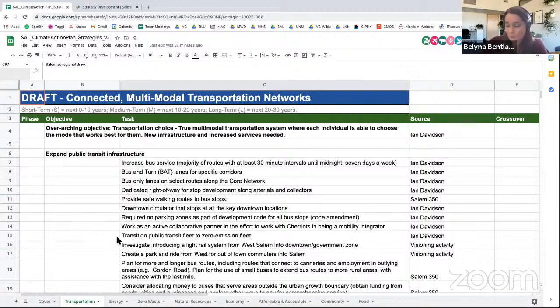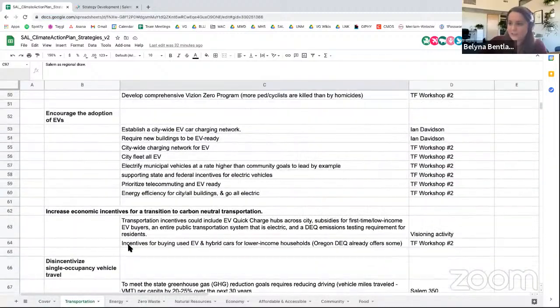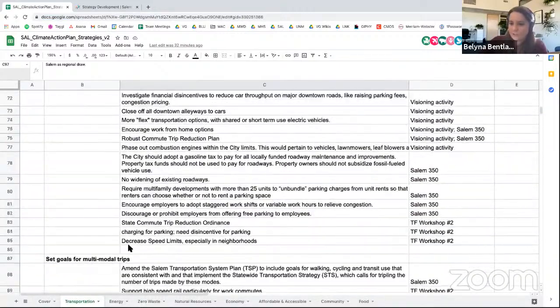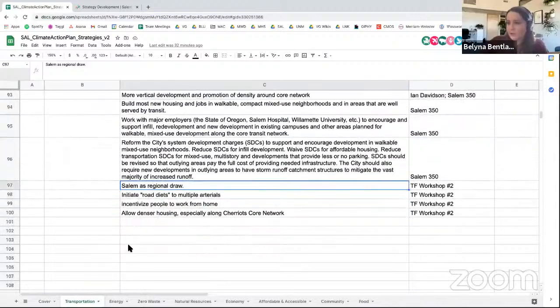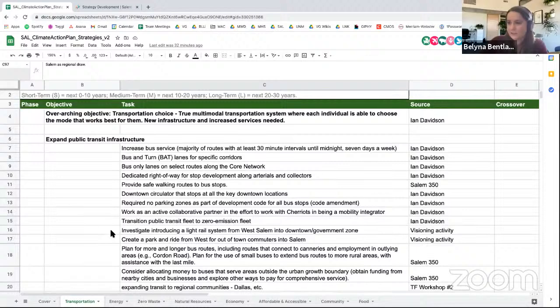We'll go through these categories, but I just want to do a quick scroll down to show how many strategies we've come up with for transportation already. So big shout out to you all for plugging in those strategies during various workshops, emails, conversations, interviews. Just a reminder, transportation is Salem's largest sector of greenhouse gas emissions, so it's great that we see so many strategies here.